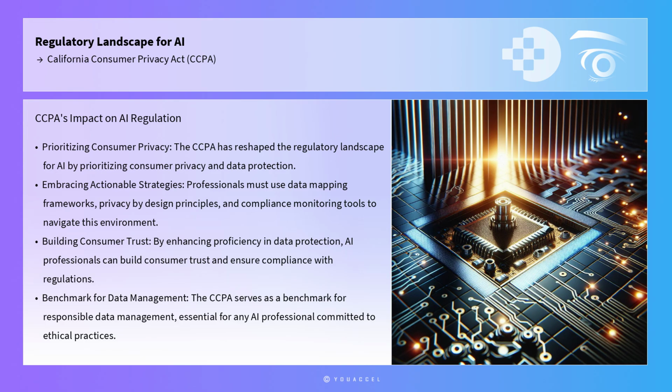Professionals in AI ethics and governance must embrace actionable strategies such as data mapping frameworks, privacy by design principles, and compliance monitoring tools to navigate this complex environment. By doing so, they can enhance their proficiency in data protection, build consumer trust, and ensure their systems comply with current and future regulations. The CCPA serves as a benchmark for responsible data management, and mastering its requirements is essential for any AI professional committed to ethical and compliant data practices.